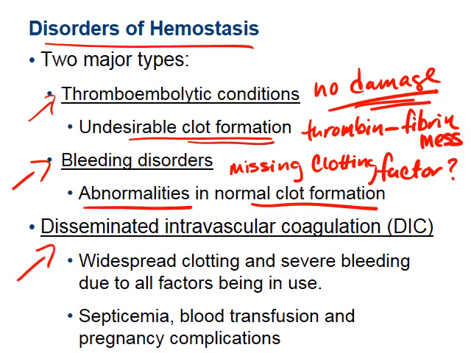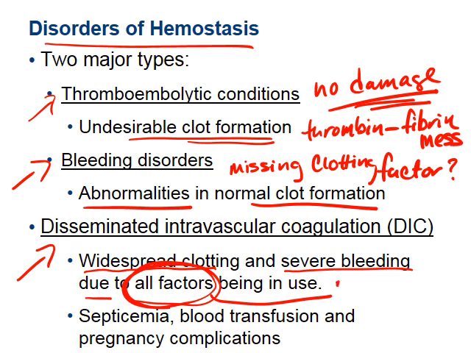This last one, disseminated intravascular coagulation, this is widespread clotting and severe bleeding due to the fact that all your factors are in use. So remember, those clotting factors are in your blood, but we only make so many. So what happens if you have widespread clotting happening? You have septicemia, you have some sort of systemic body infection, and all of your clotting factors are in use. Then it's finite, you only have so many. Then blood transfusions can initiate this as well, and pregnancy complications.